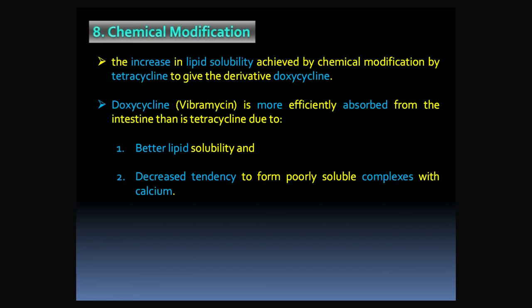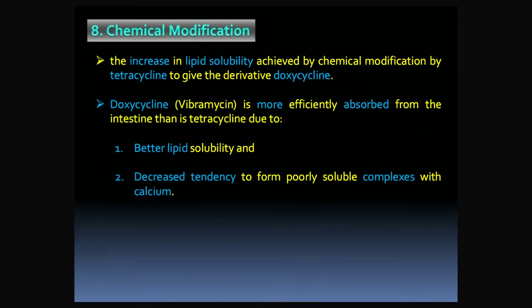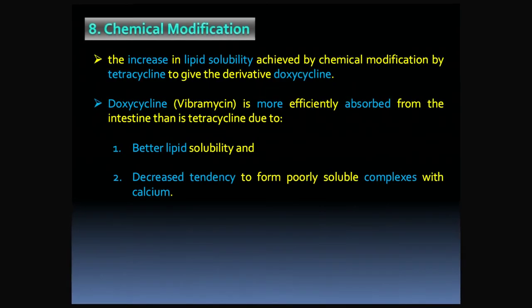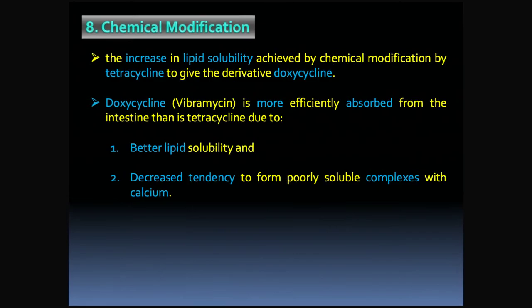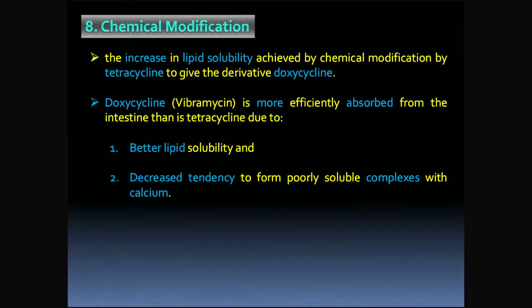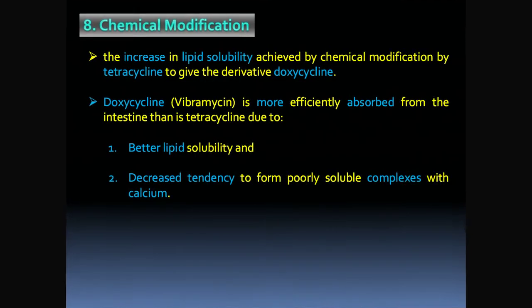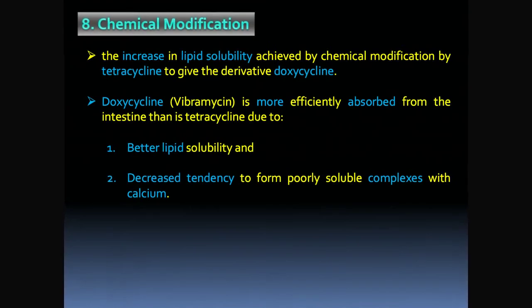We reach our final parameter, where we go beyond formulation and actually alter the drug's molecular structure to optimize performance. By chemically modifying tetracycline into the derivative doxycycline, we successfully engineer a molecule with significantly higher lipid solubility. This structural shift ensures that doxycycline partitions more readily into the intestinal membrane, which drastically increases the efficiency of its systemic absorption compared to its parent compound. Crucially, this modification also reduces the molecule's chemical affinity for calcium ions, effectively preventing the formation of those non-absorbable precipitates that previously stalled bioavailability.